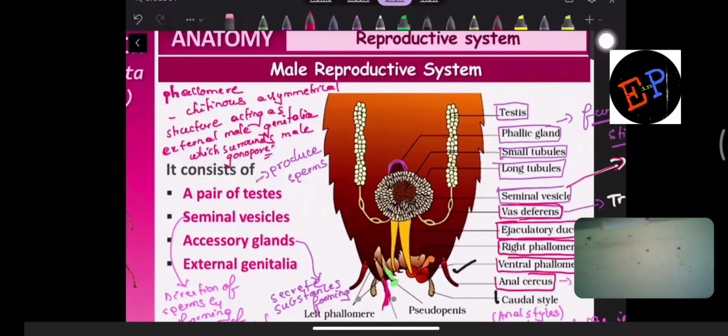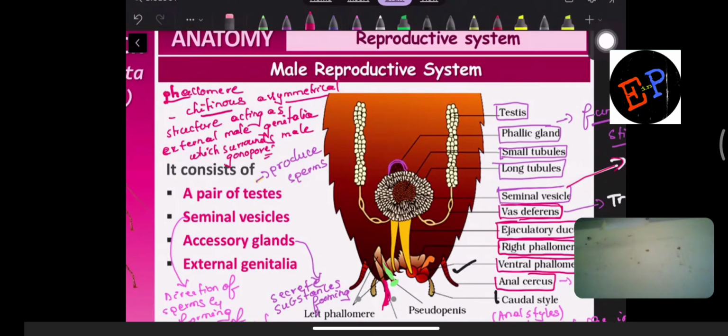Now see. So therefore, see here also I have written phallomere means what? Chitinous asymmetrical structure acting as external male genitalia which surrounds male gonopore. Gonopore is nothing but the hole or the aperture which is present, that is called gonopore. So surrounding this male genitalia you can find this phallomere.